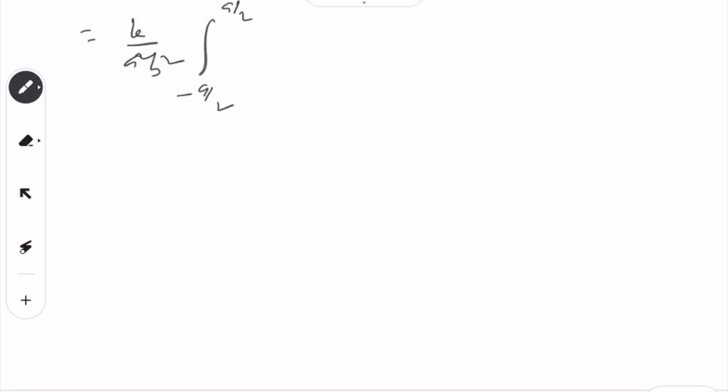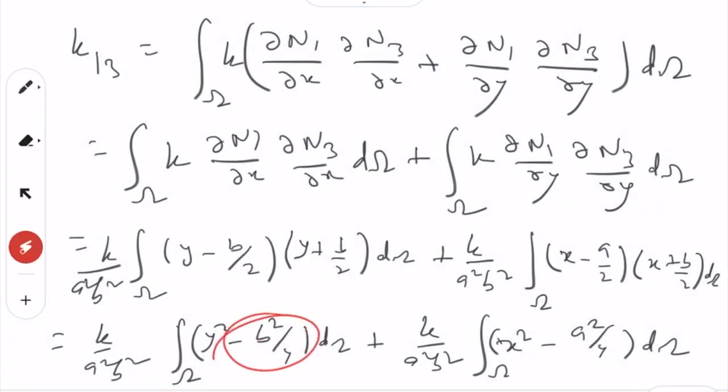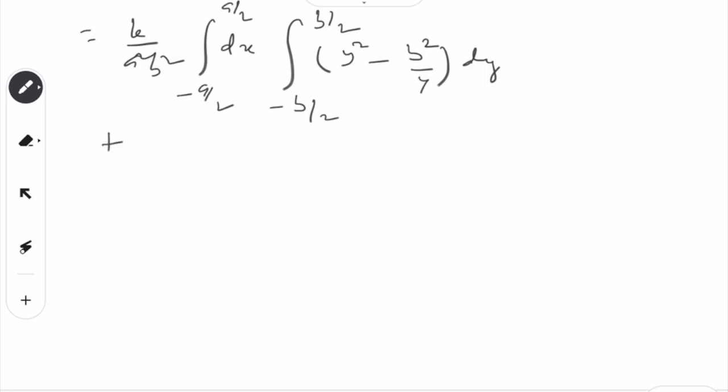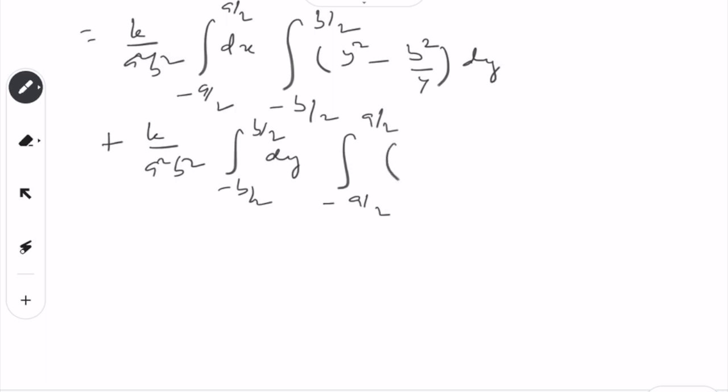So basically this first one has only y, so we can write that as dx, and then we have minus b over 2 to b over 2, and then y square minus b square over 4 dy, plus k over a square times b square, and here minus b over 2 to b over 2 dy, and then minus a over 2 to a over 2, and here we will have x square minus a square over 4 dx.